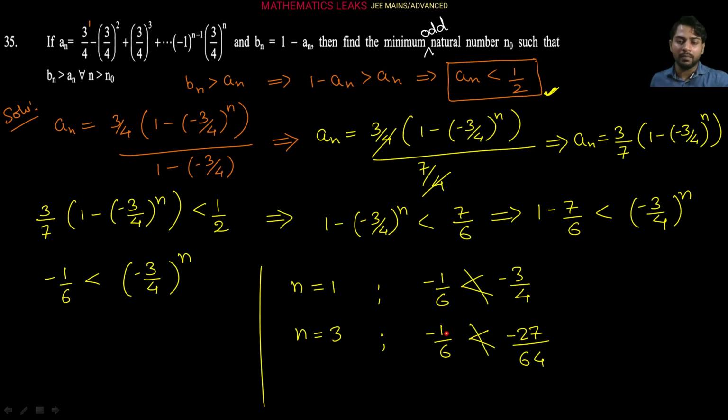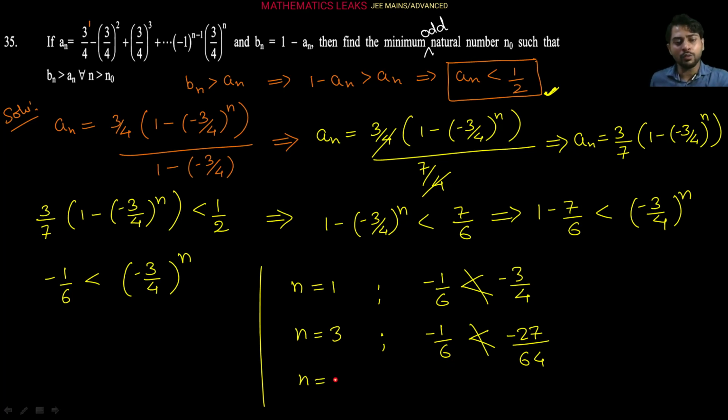Why? Because 1 by 6, you know, this is a smaller fraction. This is a bigger fraction, correct now? So in this case the minus sign is there. So because of the weightage, this negative quantity is having less weight than this negative quantity. So obviously this will be greater than this, right now. So n is equals to 3 is also not satisfying.